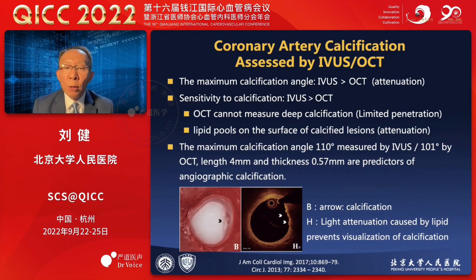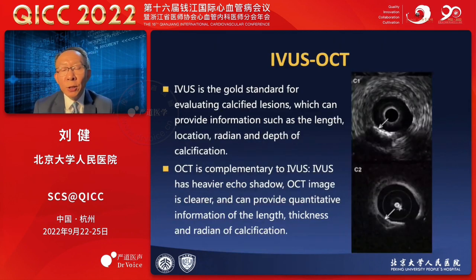But I think for the calcified nodules and... I think that is 4 mm, and the thickness is 0.57 mm, and these are the predictors of the angiographic calcification. And that was a paper published in 2017, and now we see some new points of view. And I think now we have more and more standards to consolidate IVUS and OCT.